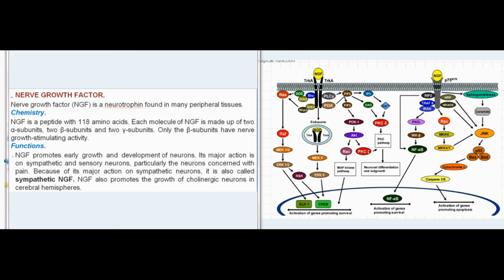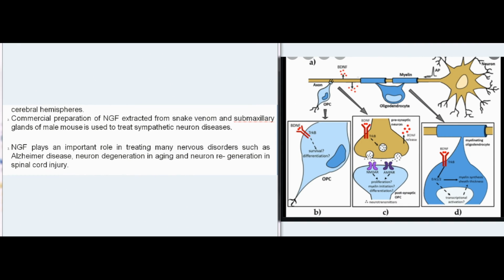Functions. NGF promotes early growth and development of neurons. Its major action is on sympathetic and sensory neurons, particularly the neurons concerned with pain. Because of its major action on sympathetic neurons, it is also called sympathetic NGF. NGF also promotes the growth of cholinergic neurons in cerebral hemispheres. Commercial preparation of NGF extracted from snake venom and submaxillary glands of male mouse is used to treat sympathetic neuron diseases. NGF plays an important role in treating many nervous disorders such as Alzheimer's disease, neuron degeneration in aging, and neuron regeneration in spinal cord injury.